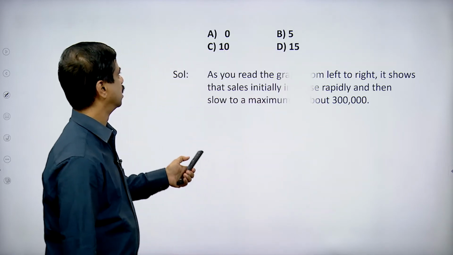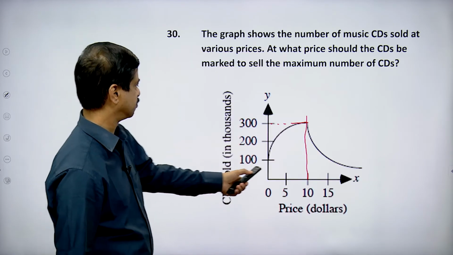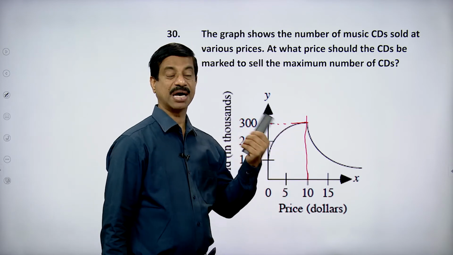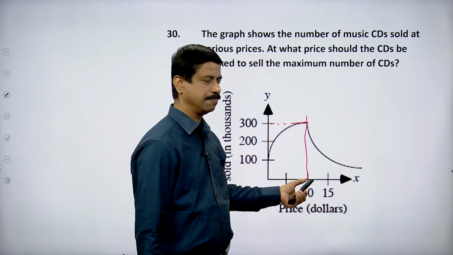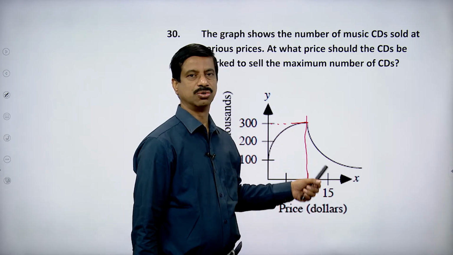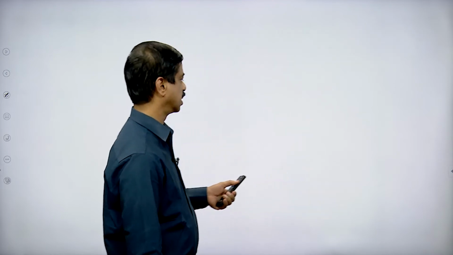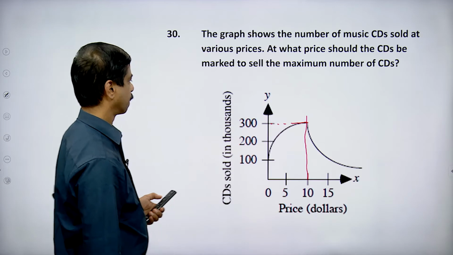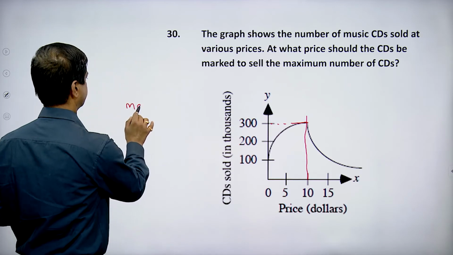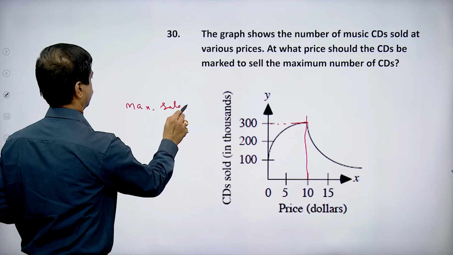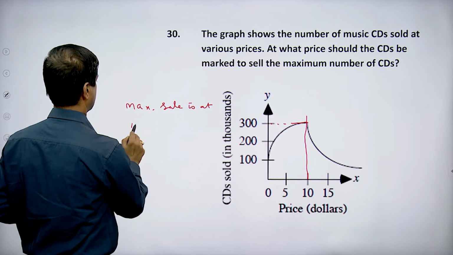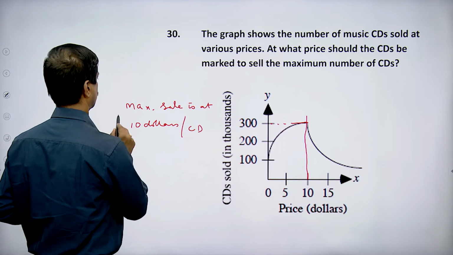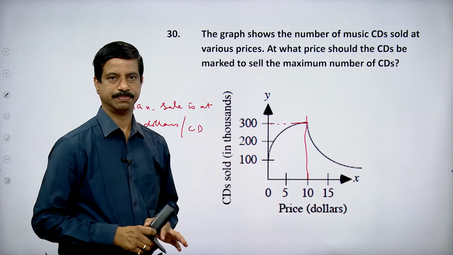The graph itself shows at what dollars you should sell it to have maximum sale. So, it is very clear you should sell at $10 to have maximum sale. So, the graph itself shows the solution. So, answer is C. Maximum sale is at $10 per CD. So, please note it fast, quick.